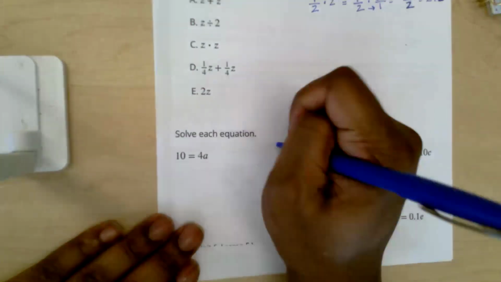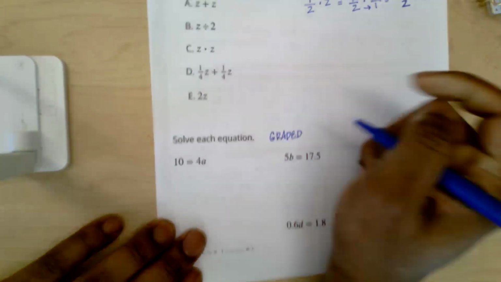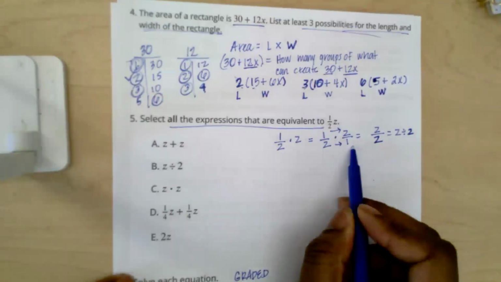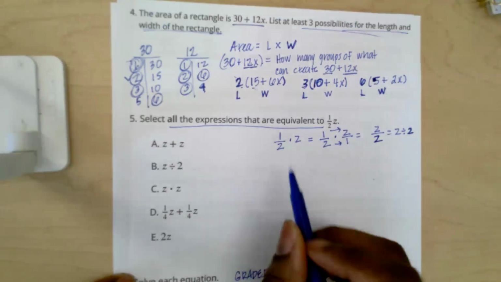This is graded, and I created multiple equivalent expressions. How could you solve this?